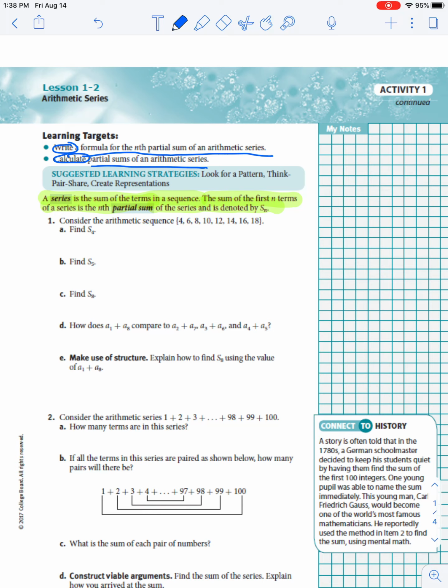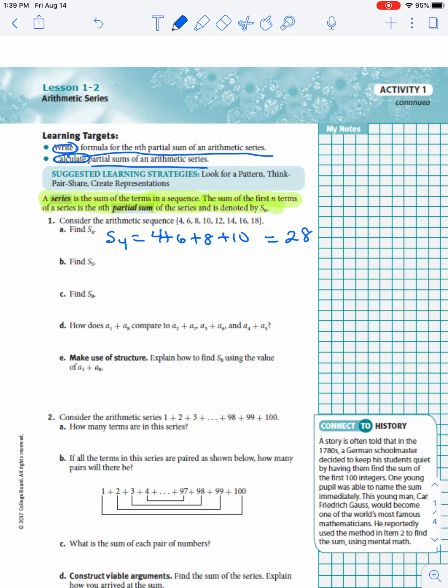So here's the arithmetic sequence that we saw earlier in another lesson, 4, 6, 8, 10, 12, 14, 16, 18. And so first let's just practice finding sums. So if I wanted to find the sum of the first 4 terms of the sequence, I want to find S sub 4, well then I want to add together the first 4 terms. So 4 plus 6 plus 8 plus 10, I total those up and you're going to get 28. So that's finding the sum of the first 4 terms of the sequence.